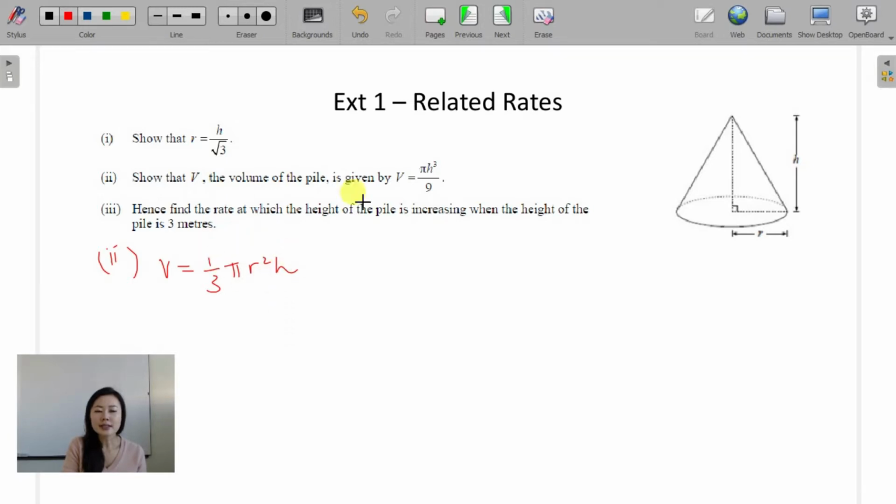So a third pi r squared h. Now you can see it doesn't match the equation yet because I still need to replace r. Because we've worked out r, it's h on root 3, stick that in. So that's pi on 9 h cubed.